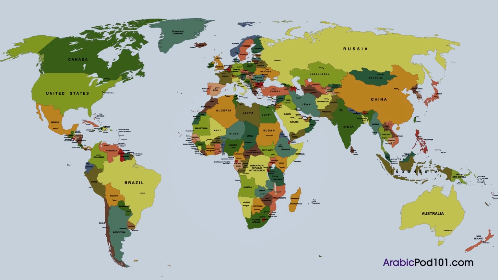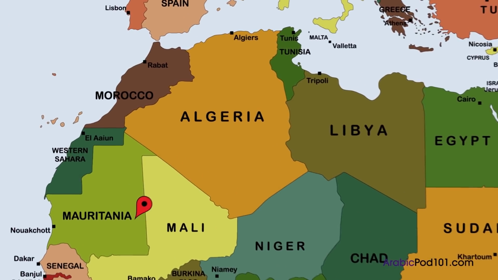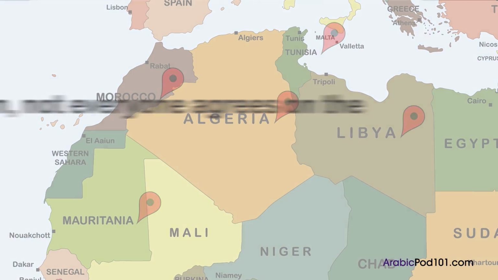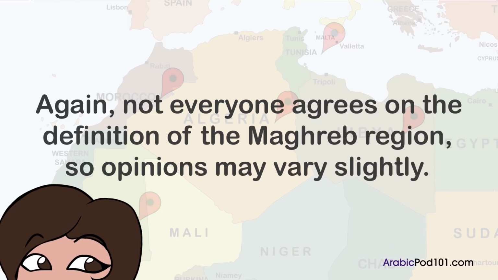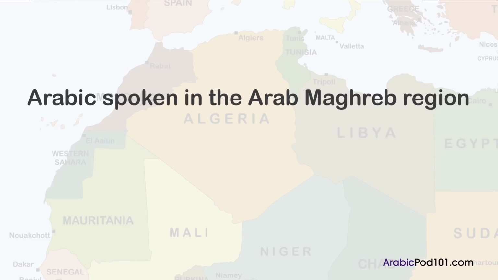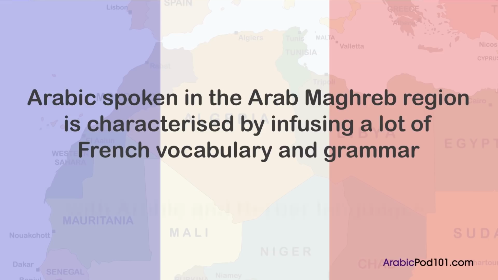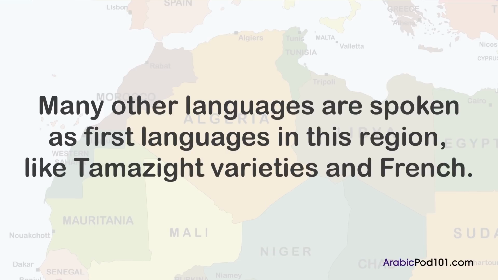Let's start from left to right, from Africa to Asia. First, we have the Maghreb region, which includes Mauritania, Morocco, Algeria, Tunisia, and Libya. Again, not everyone agrees on the definition of the Maghreb region, so opinions may vary slightly. Arabic spoken in the Arab Maghreb region is characterized by infusing a lot of French vocabulary and grammar with Arabic and Berber languages. Many other languages are spoken as first languages in this region, like Tamazight varieties and French.